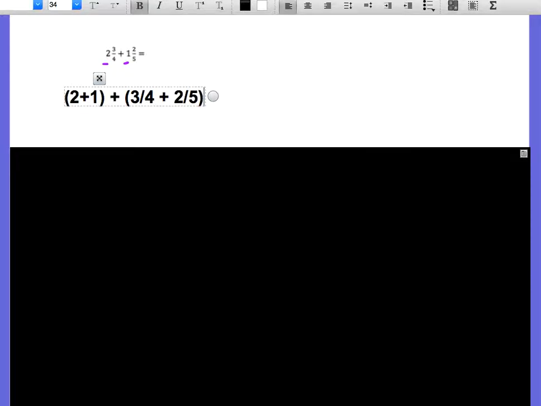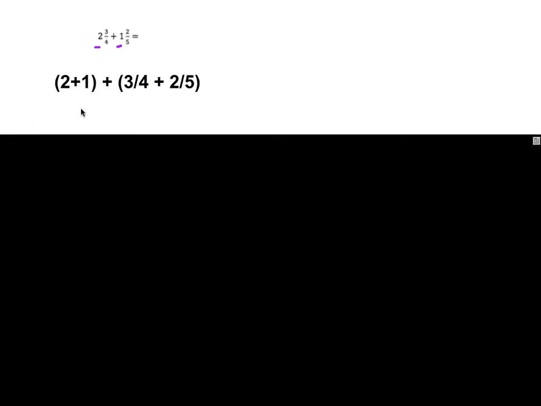The reason I'm suggesting this is that if you try to make these improper fractions at the beginning and then find a common denominator, you're going to be working with huge fractions. So I think it really makes the most sense to think about it like this. 2 plus 1 is 3. And now we need to find a common denominator for 4 and 5. The common denominator is 20.